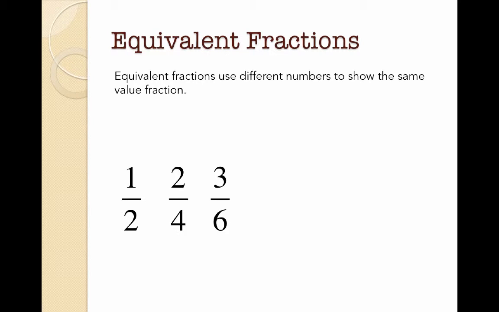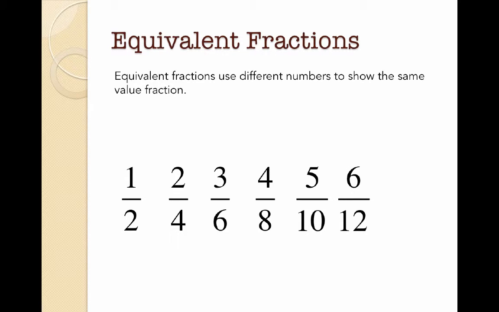How do we make more? Well, it seems that as long as the top number is half of the bottom number, we have a half. But how do we make them? Well, as long as we multiply the numerator and the denominator by the same amount, we will get an equivalent fraction. So 1/2 and 2/4 are the same because we multiply the numerator and denominator by 2.